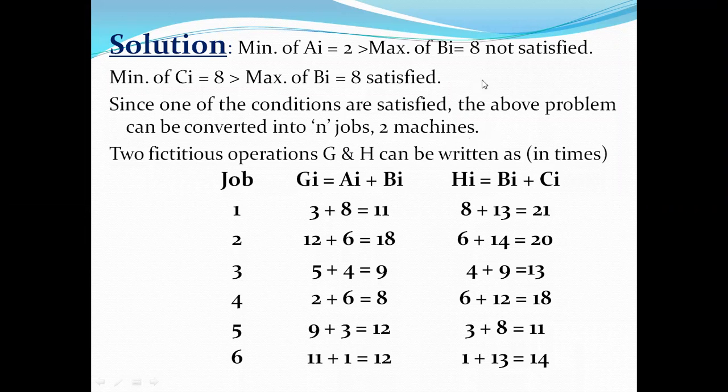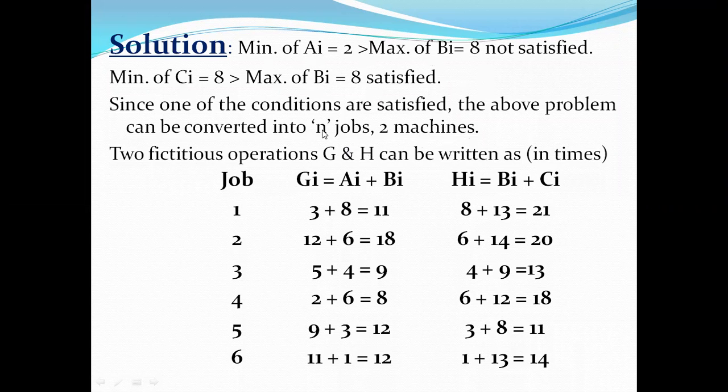Based upon that, this problem can be converted into a two-machine problem. In the case of three machines, because of the non-satisfaction of the first condition, it can be solved by comparing the values with respect to machines B and C, but not with respect to A.